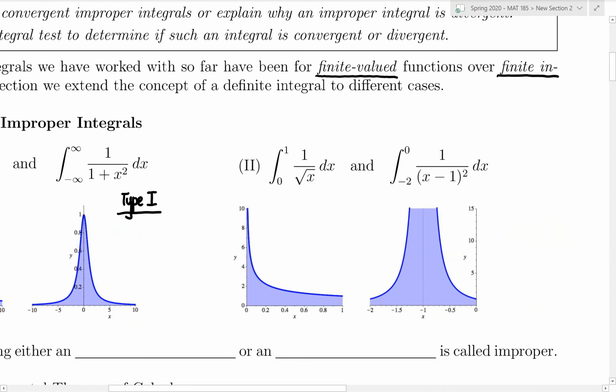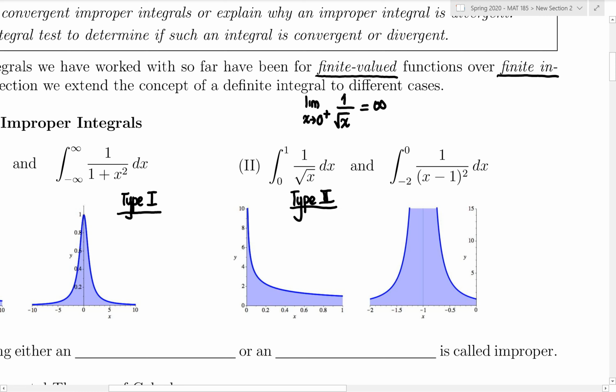Now next up, let's look at this integral. We're integrating from 0 to 1, so this is a finite interval. However, if we look at our function, 1 over square root of x, what happens at x equals 0? This function has an infinite discontinuity at x equals 0 because it has a vertical asymptote. The limit as x approaches 0 from the right of 1 over radical x is positive infinity, as shown by this picture. So this is an improper integral of type 2.